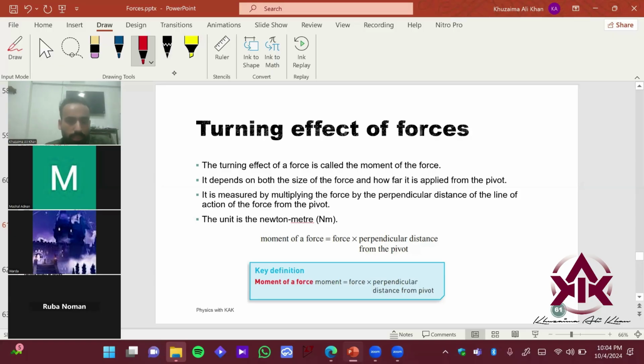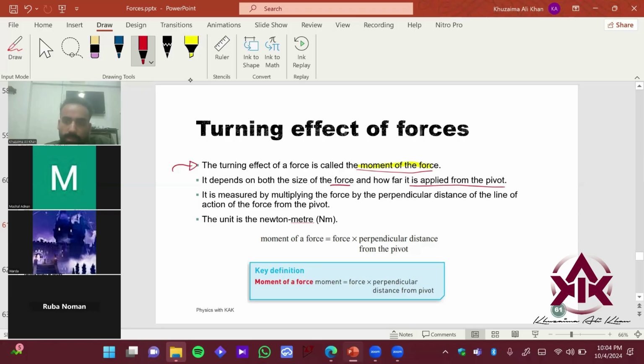So let me just introduce in this slide what it is, and then we will dive deeper into the moments and the principle of equilibrium in the next class, right? So the turning effect of force is called the moment of the force, right? As Vardha said, it is called the moment of the force. So it depends upon both the size of the force and the distance from the pivot, right?